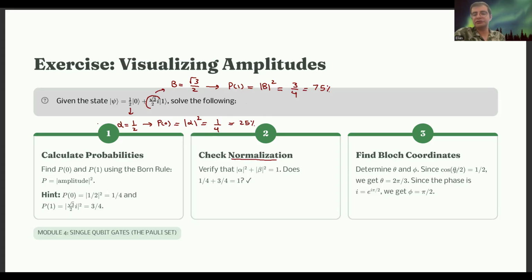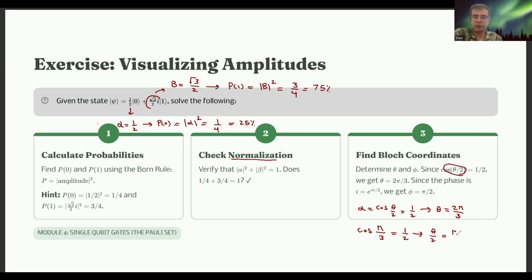And if you want to find the coordinates, we know that alpha is cosine theta over 2. So alpha is equal to cosine theta over 2, and this is equal to 1 over 2. So this means that theta should be 2 pi over 3, because we know that the cosine of pi over 3, that is 60 degrees, is equal to 1 over 2. So theta over 2 should be pi over 3, which means that theta should be 2 pi over 3.